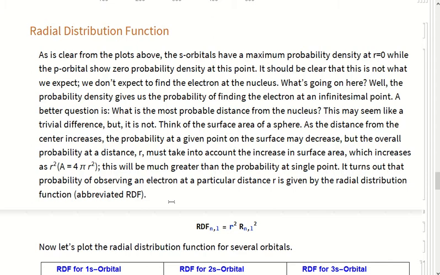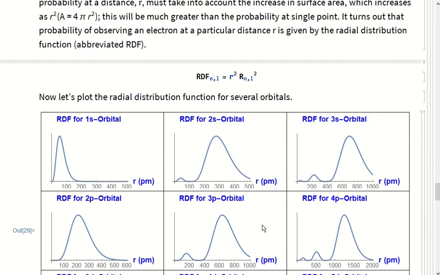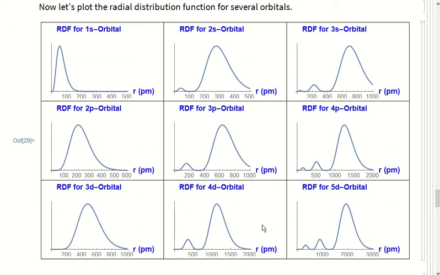To do that, we use something called the radial distribution function. That radial distribution function shown here is very simply r squared, the distance from the nucleus squared, times the radial component squared. Now, if we plot this radial distribution function, we're going to see for the 1s orbitals along the top row this behavior, where one thing we'll note is that we've got local maxima for the 2s and the 3s orbitals.